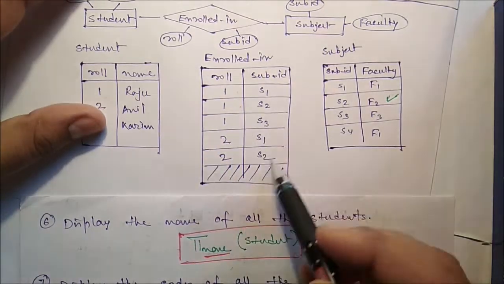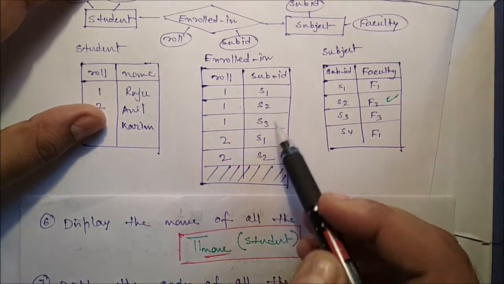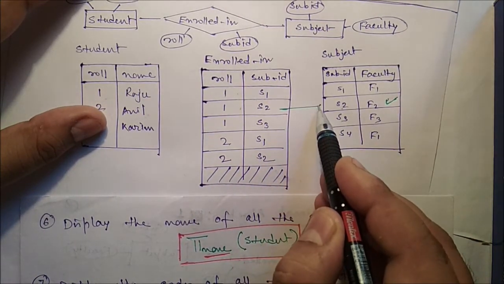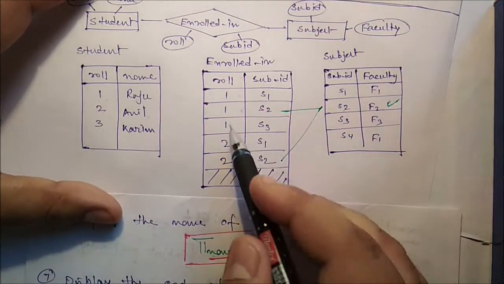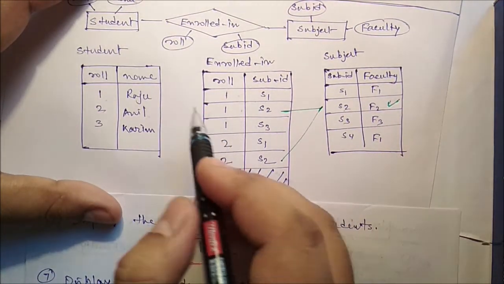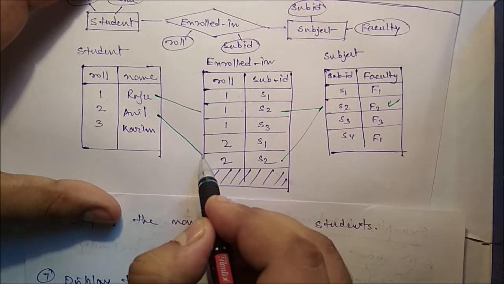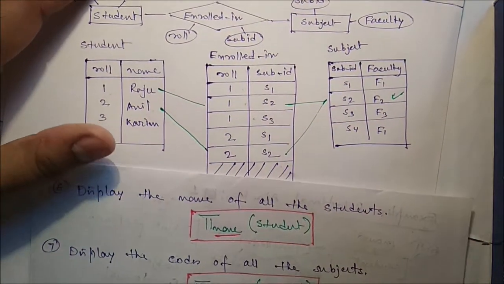Now from this particular table we have to identify the student roll number who has opted the subject S2. So here we have to merge the S2 subjects, and from this we can get the roll number, and from this roll number we can get the name of the students. Okay, so we have to merge these three tables. So what we can do?